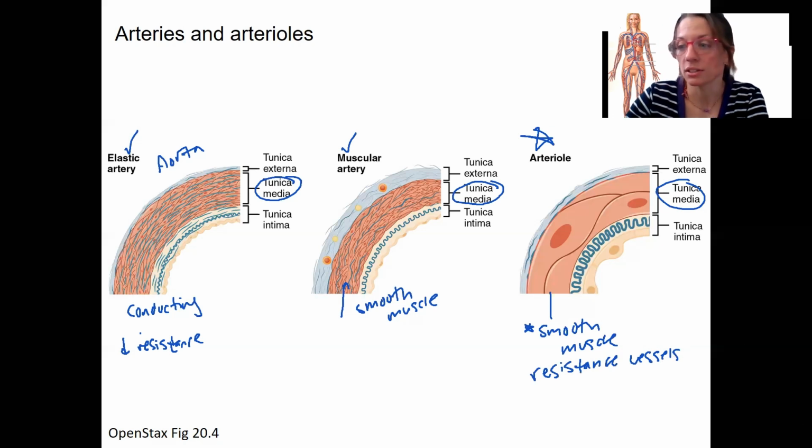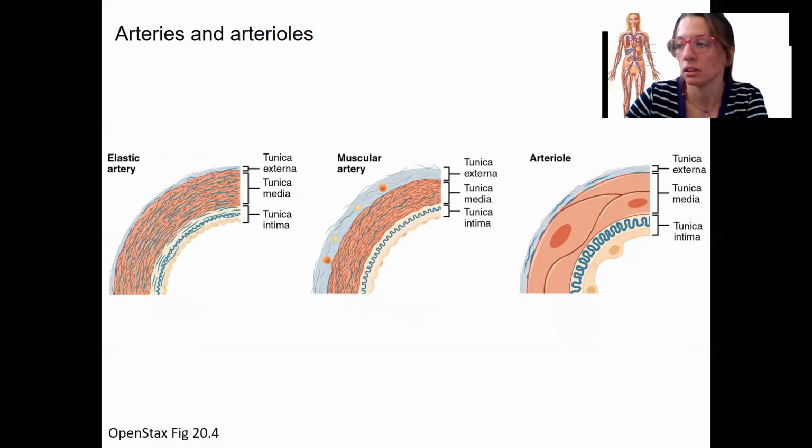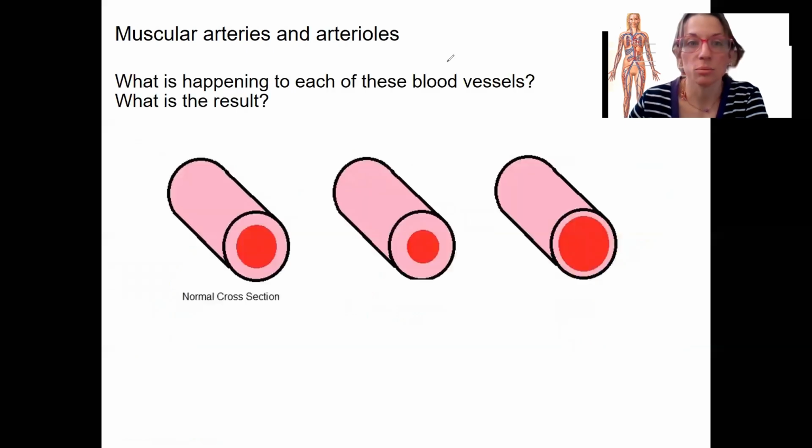Let's look at doing this. So here, this would be muscular arteries and arterioles. Arterioles do this the most. There's just the most of them. There's a lot more arterioles because we split already, it was branching. What's happening, here's our normal cross-section of arteriole. What's happening in each of these and what is the result of this? So what's happening is a change in lumen diameter.